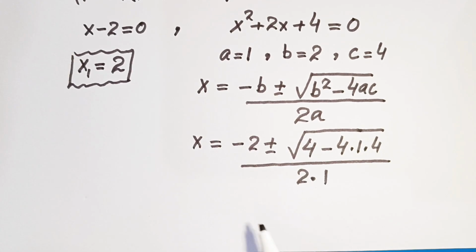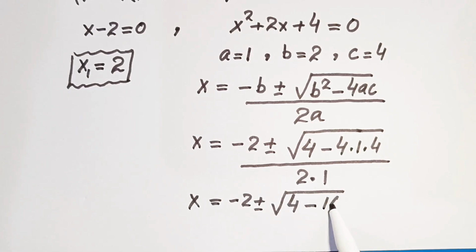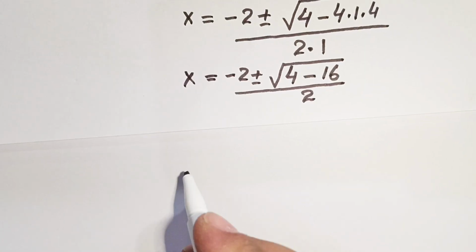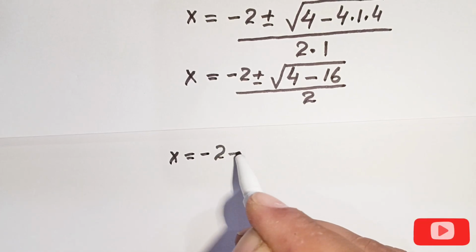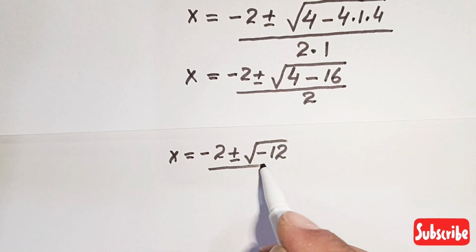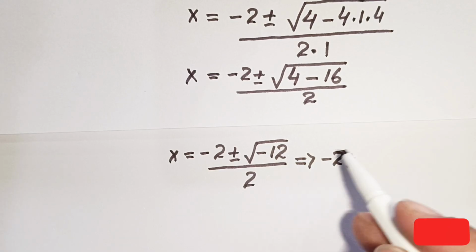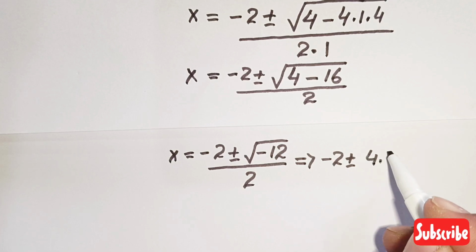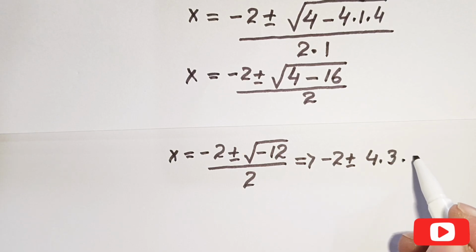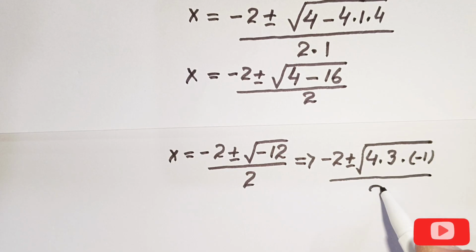Now our next step will be x is equal to minus 2 plus or minus the square root of 4 minus 4 times 4, which is 16, all over 2 times 1, which is 2. So our next step will be x is equal to minus 2 plus or minus the square root of 4 minus 16, which is minus 12, all over 2. Now this minus 12 can also be written as 4 times 3 is 12, times minus 1, under the square root, all over 2.